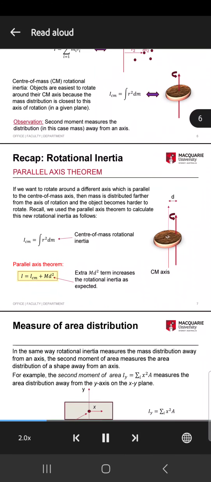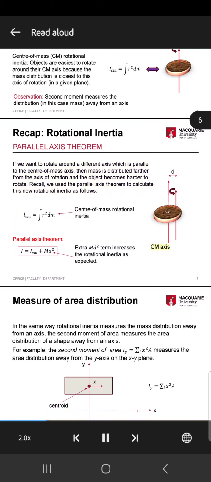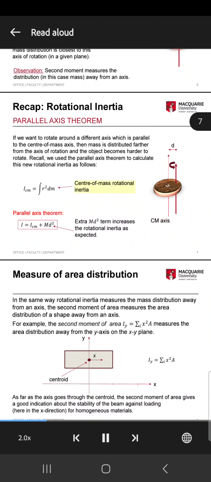Recap. Rotational inertia. I equals I sub CM plus m d squared. If we want to rotate around a different axis which is parallel to the center of mass axis, then mass is distributed farther from the axis of rotation and the object becomes harder to rotate. Recall, we use the parallel axis theorem to calculate this new rotational inertia as follows. CM axis. Parallel axis theorem. Center of mass rotational inertia.